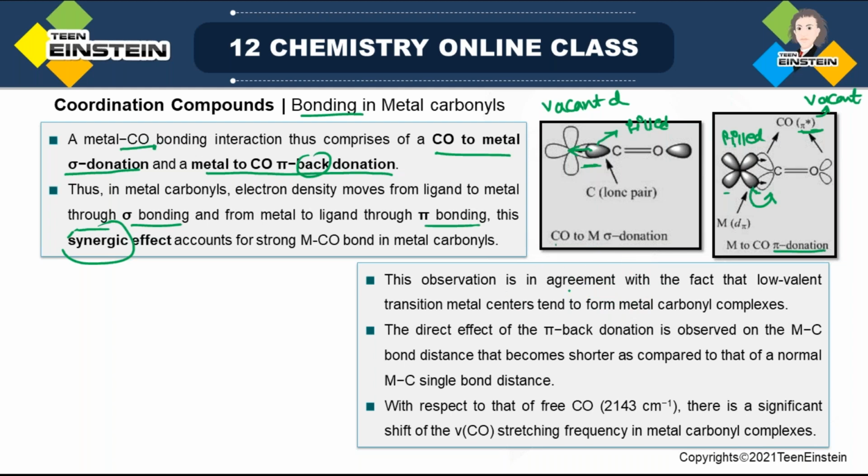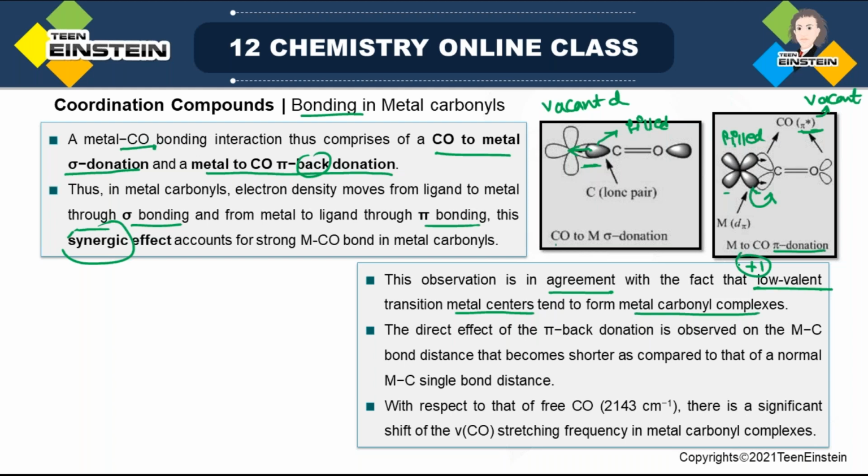Now this observation, there is some evidence also. This observation is in agreement with the fact that low valent transition metal centers, that is transition metal atoms, can only form metal carbonyl complexes. So you will always see that whenever you have any metal carbonyl complex, it is mostly metal zero. Even if it is not metal zero, suppose some other ligands are also associated, then also you will see that even if an oxidation state is present, it will be a very low oxidation state, maximum +2, or +1 is better obviously than +2. That means it is not very electron deficient.